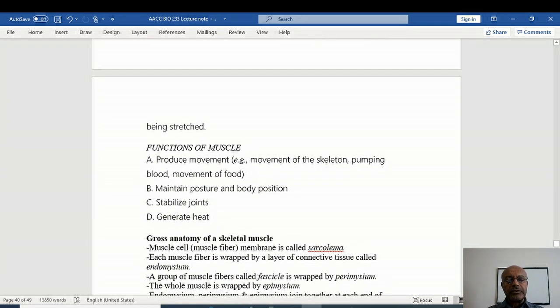What are the functions of muscle in general? Muscle produces movement, be it in our skeleton, in our extremities, or the wave-like movements along our digestive system, or the movements along our blood vessels. They do cause movement.